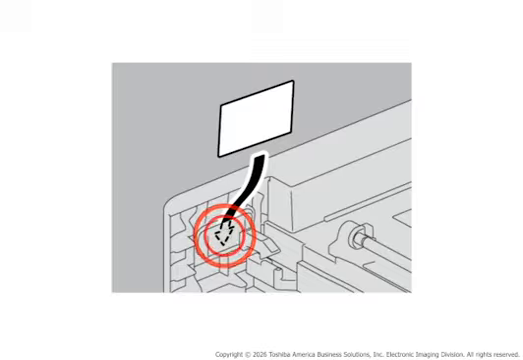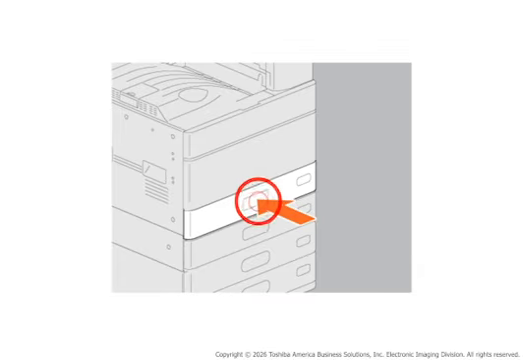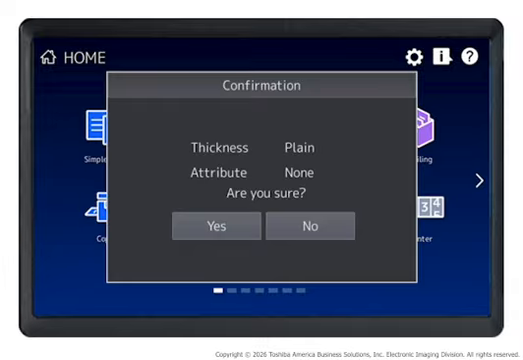Change the paper size indicator. Push the drawer straight in until it comes to a stop. A menu displays. If the type of paper is different from the one that was in the drawer, press No on the touch panel. When they are the same, press Yes.